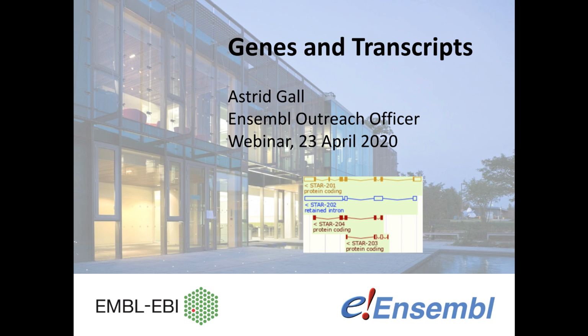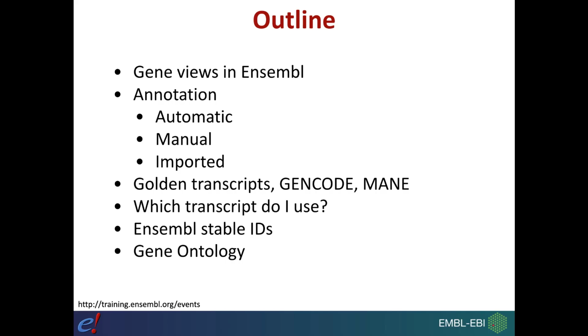We will be looking at genes and transcripts in Ensembl in this webinar. This is the outline of today's webinar. I will explain different gene views in Ensembl. I will explain the different annotation methods that we use. I will talk about some indicators for quality of transcripts, such as golden transcripts and the GenCode and main transcript sets. And this will bring me to the question of which transcript you should use if you only wanted to use one. And towards the end, I will also introduce our system of stable IDs and gene ontology.